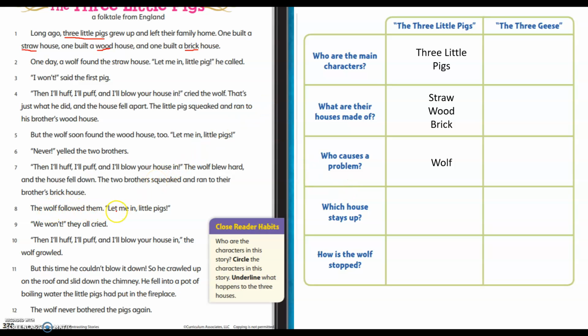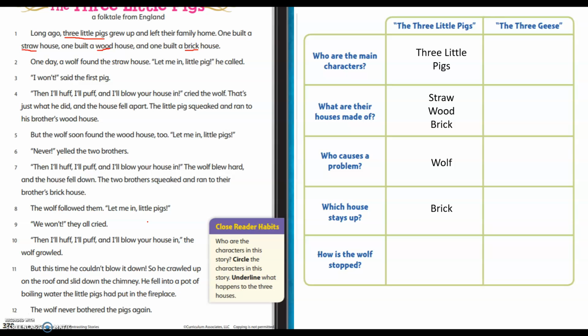The wolf followed them. "Let me in, little pigs." "We won't," they all cried. "Then I'll huff, I'll puff, and I'll blow your house in," the wolf growled. But this time he couldn't blow it down. So he crawled up on the roof and slid down the chimney. He fell into a pot of boiling water the pigs had put in the fireplace. The wolf never bothered the pigs again.